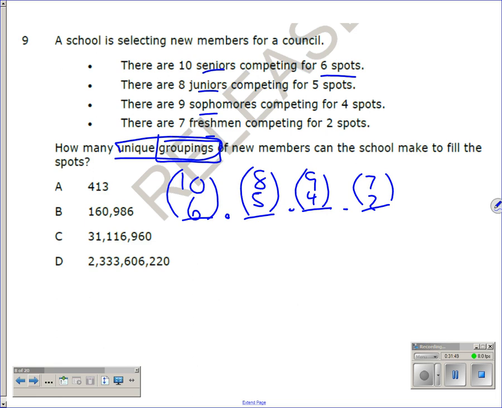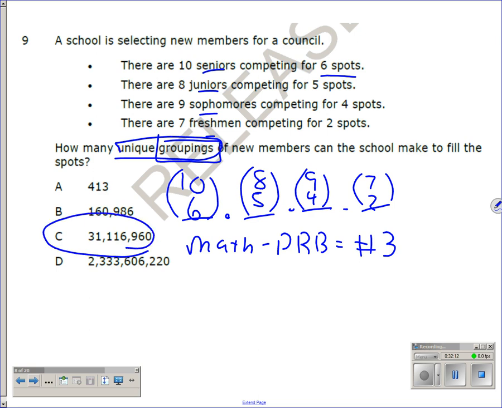To do that on the calculator, go under math and over to PRB. I think it's option number 3, actually. It's nCr, right? And you multiply them all together. I end up getting, can I take a guess? C. Good guess. Yeah, C. When in doubt, C.